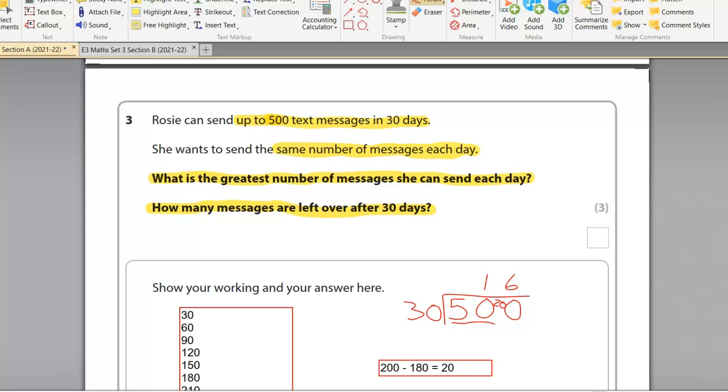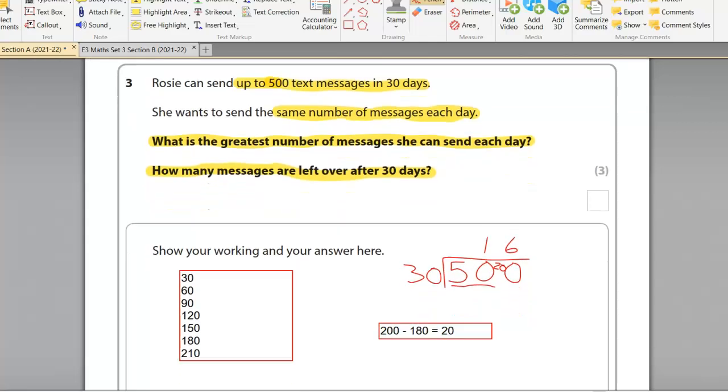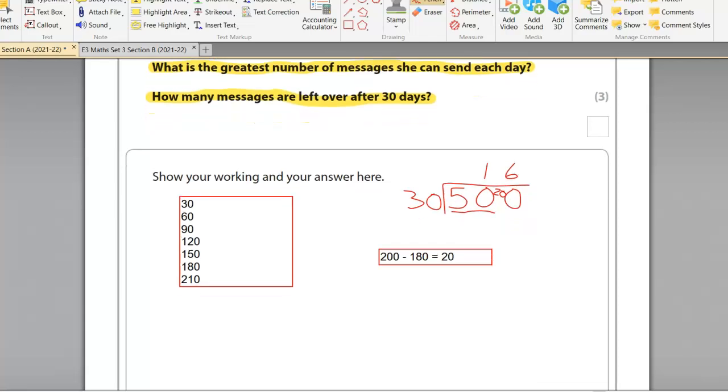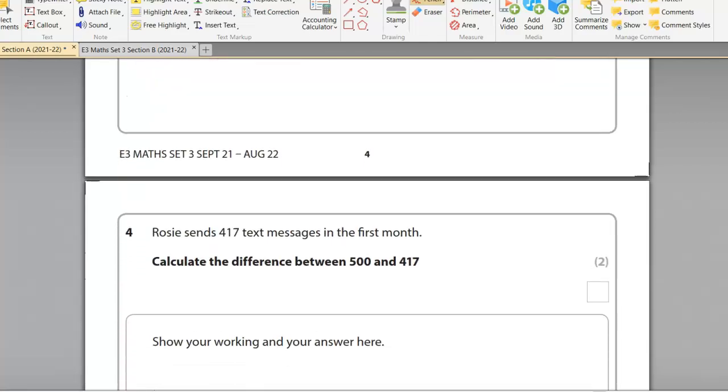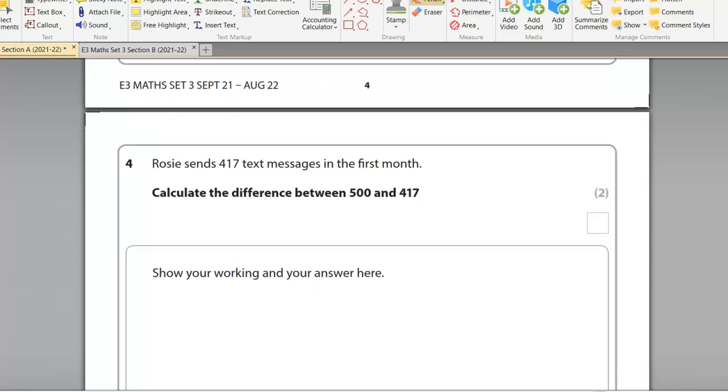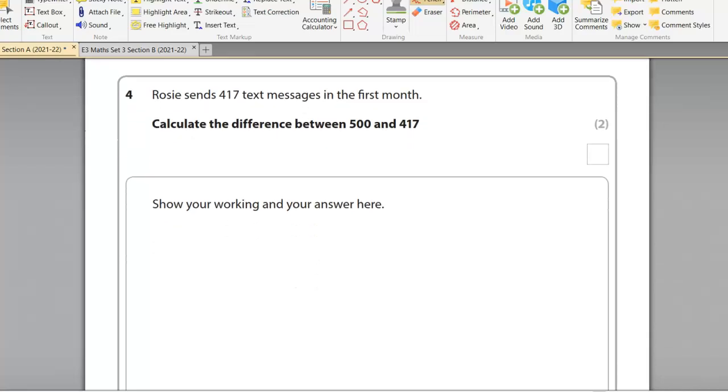All right, so that was a division question. So the big aim of entry level 3 really is to try and get you happy with using division, because it's a skill at the higher levels that you're going to need to be able to use quite a lot.